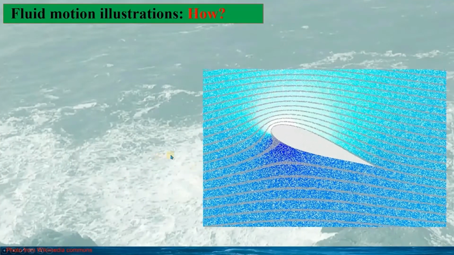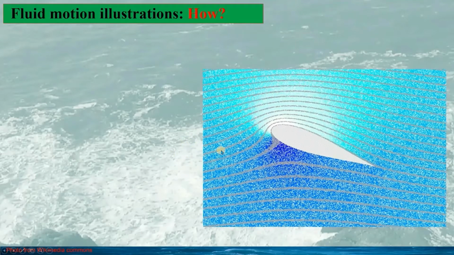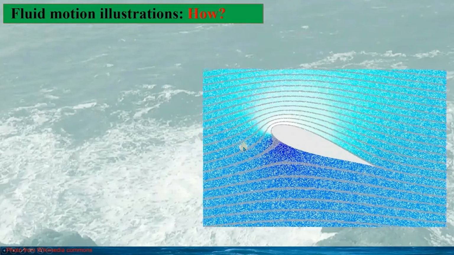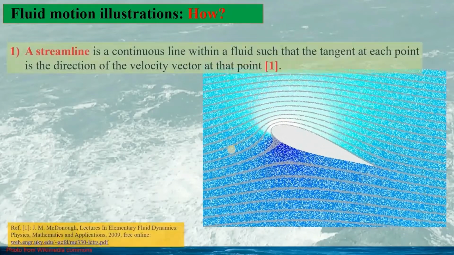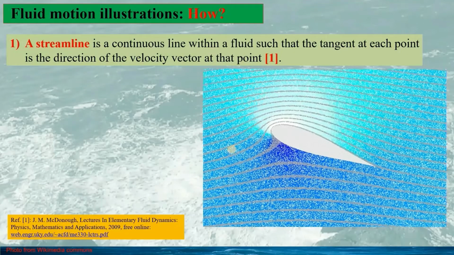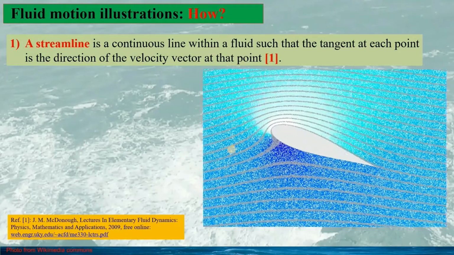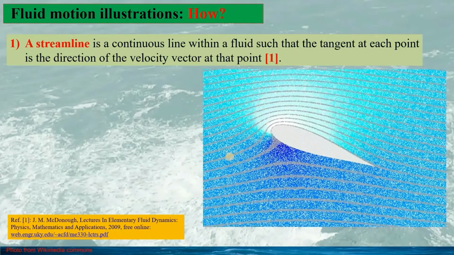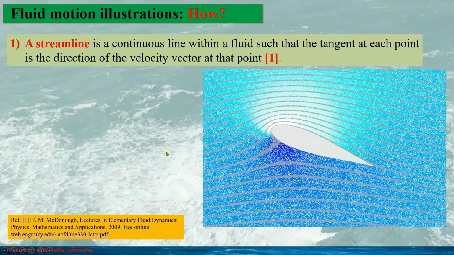For fluid motion, we need some way to illustrate how the fluid particles move around in the fluid domain. But how? Basically, we have three different ways to describe the fluid motion. The first one is the streamline, based on the reference.